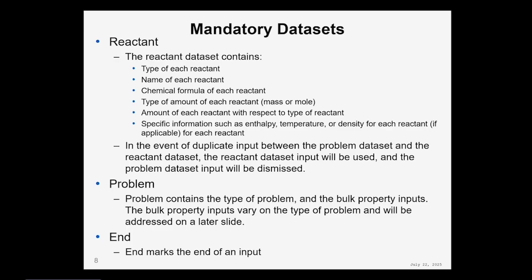In the event of a duplicate input between the problem data set and the reactant data set, the reactant data set input will be used and the problem data set input will be dismissed. The problem contains the type of problem, the bulk properties, and the bulk property inputs, which vary with the type of problem that will be addressed in a later slide. And then end marks the end of the input.